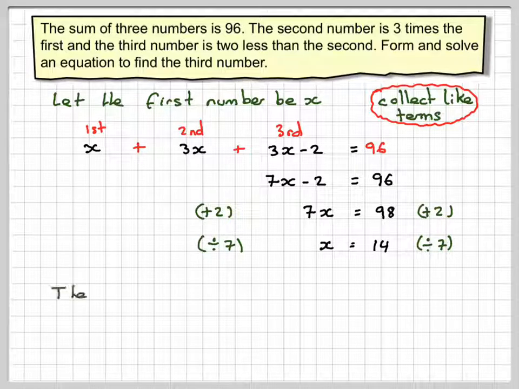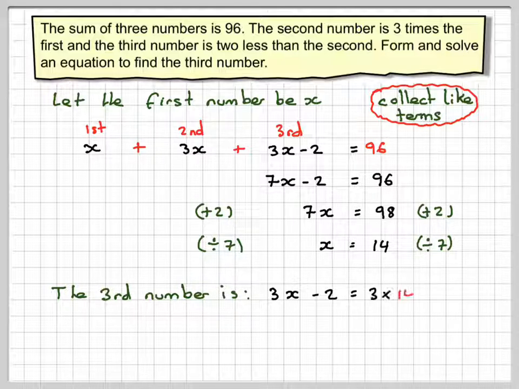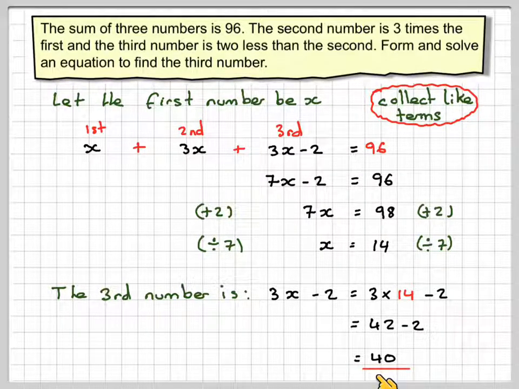Now the third number is this one, 3x minus 2. So it means I'm going to have to write that this is going to be 3 times 14, take away 2. 3 times 14 is 42, take away 2. And therefore the third number would be 40.